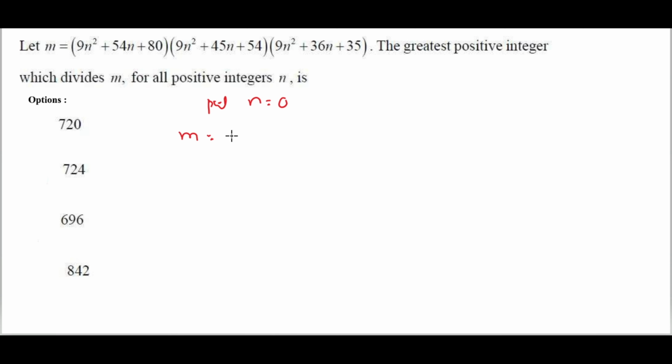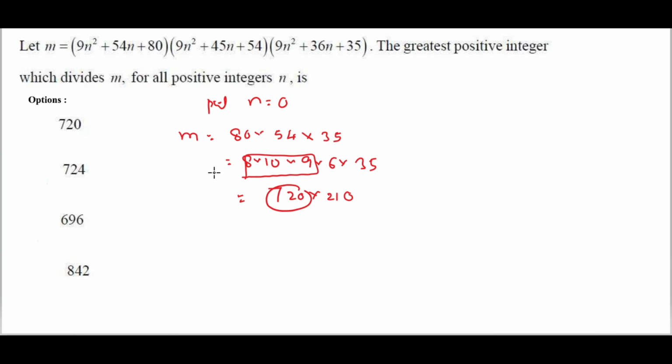Therefore, m is equal to 80 into 54 into 35. So 80 is 8 into 10, 54 is 9 into 6, and then 35. Multiplying these, 8 into 9 is 72, 72 into 10 is 720, 720 into 6 into 35, 6 fives are 30, that is 210, 720 into 210. The greatest positive integer dividing m is 720, that is, the first option is the correct answer.